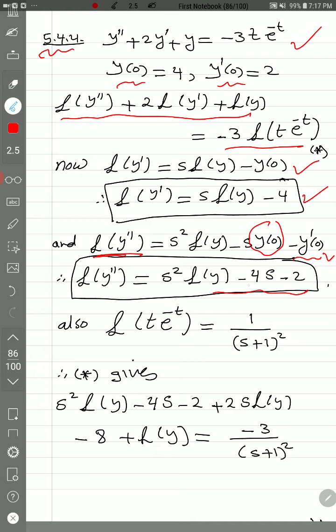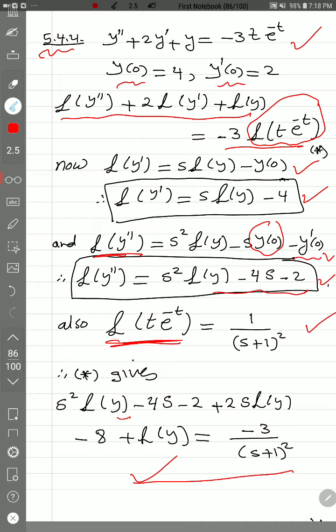s squared L y minus 4s minus 2. So we get this, and here. So we substitute back. Don't forget also to calculate from the table all this. So from the table, when you have exponential multiplied by t to the power n, you get this one, n equal to 1. So n factorial equal 1, 1 factorial. And here s plus 1 to the power n plus 1 will be squared. Substitute back into star, when we substitute all these three things into star, we get this one.